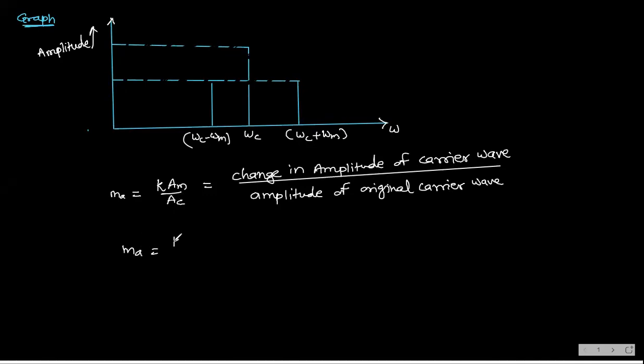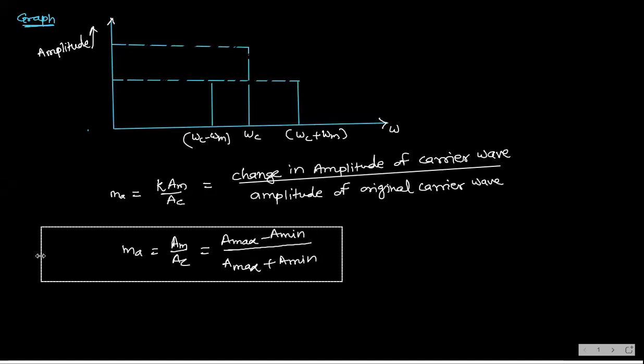So MA is equal to K times AM divided by AC, or also equal to A max minus A minimum, that is the change, right? Here already I have written, and down A max plus A minimum. So this is your formula for modulation index. You can even denote this as mu also. Okay. And this is when K is equal to 1. Okay.